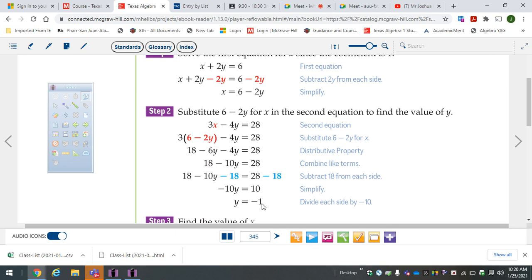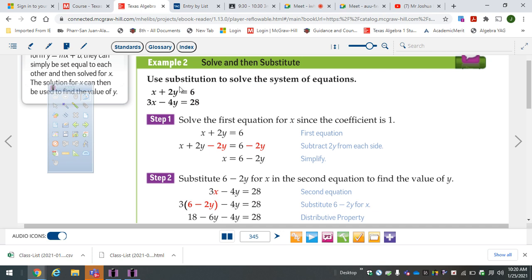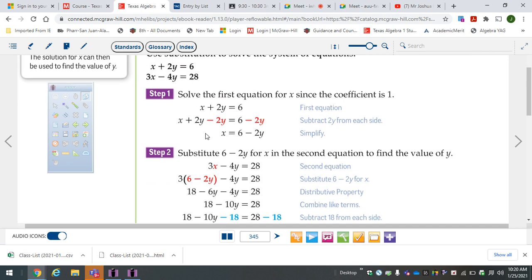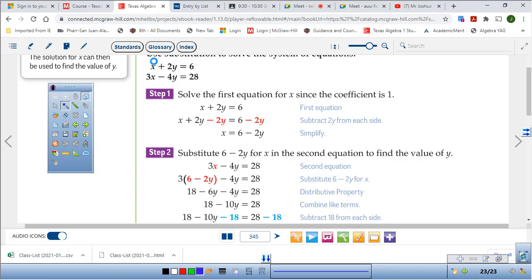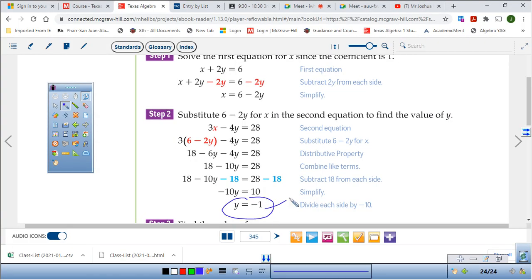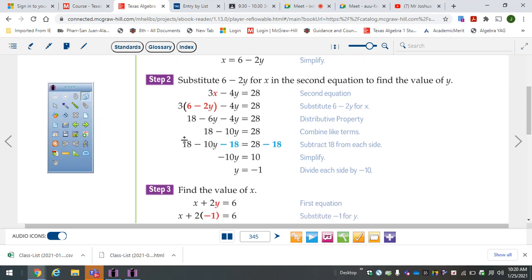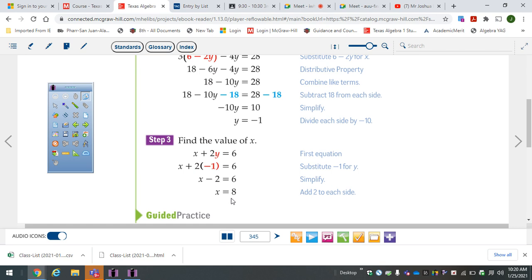Now we have y to be that. We can plug that one into that one. We can plug it into any of these. But remember this: this and this are the same. So I can just plug that y in. In my opinion, that's what I would do. Now I find out what my x is. And then you get x to be 8.